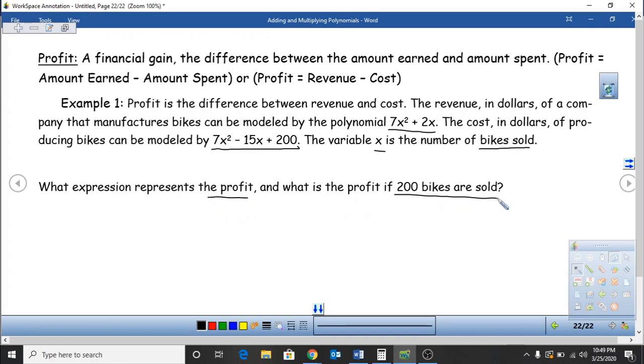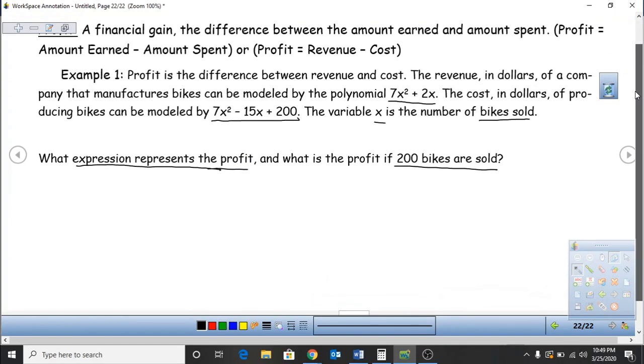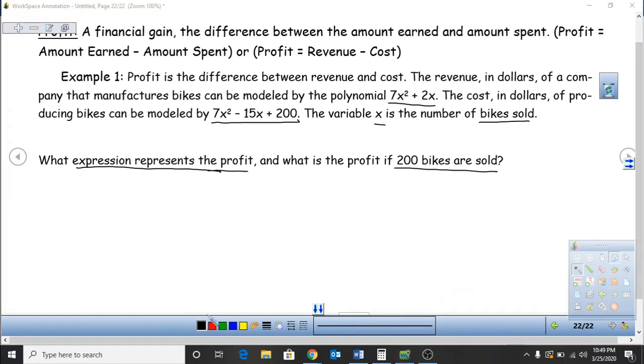So I want to know the profit, and what is the profit if 200 bikes are sold? So the first thing I need to do, I almost forgot to underline this, is find the expression, okay? So first I need to find the expression. I know that this expression deals with revenue because it says the revenue can be modeled by this polynomial, and then this must be the cost over here. So I'm going to apply the formula that I was given, that profit must be equal to revenue minus the cost.